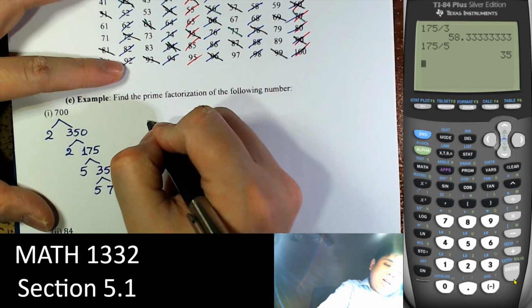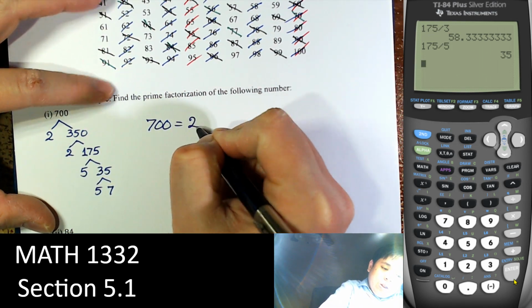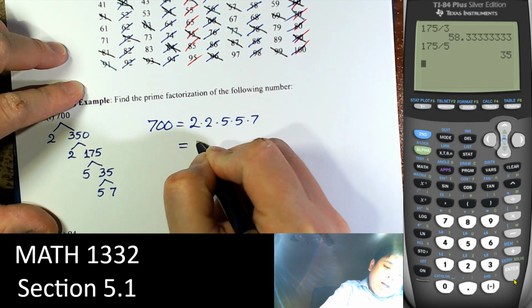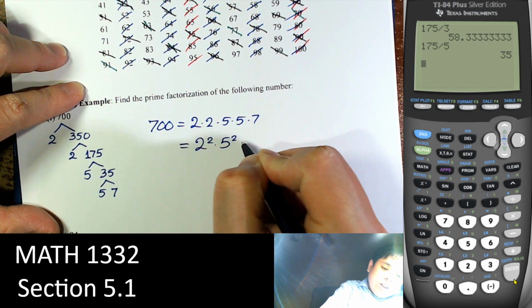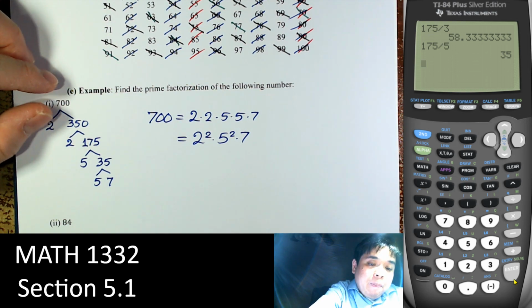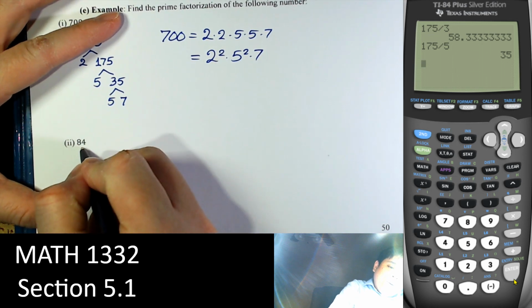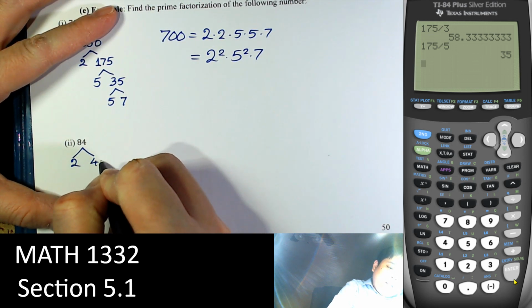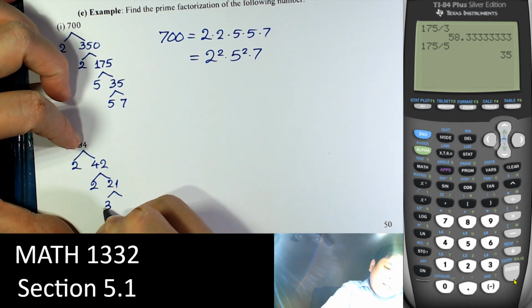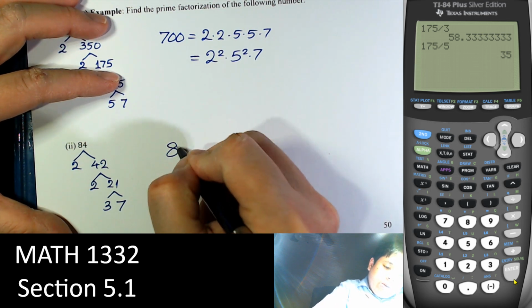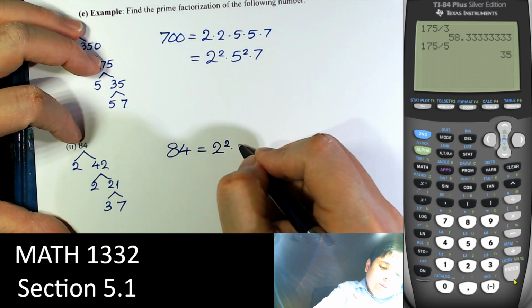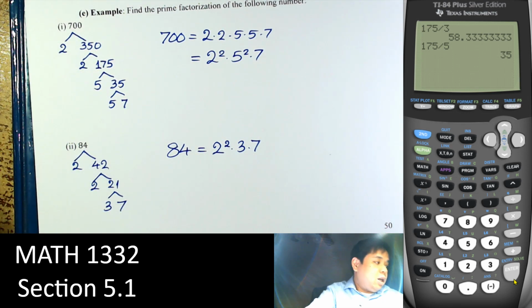So 700 is equal to 2 times 2 times 5 times 5 times 7, but we will write it as 2 squared, 5 squared, and 7. This is the unique prime factorization of 700. Next, 84. 84 is divisible by 2, giving 42, then 2 again giving 21, then 3 and 7. So 84 is 2 squared times 3 times 7.